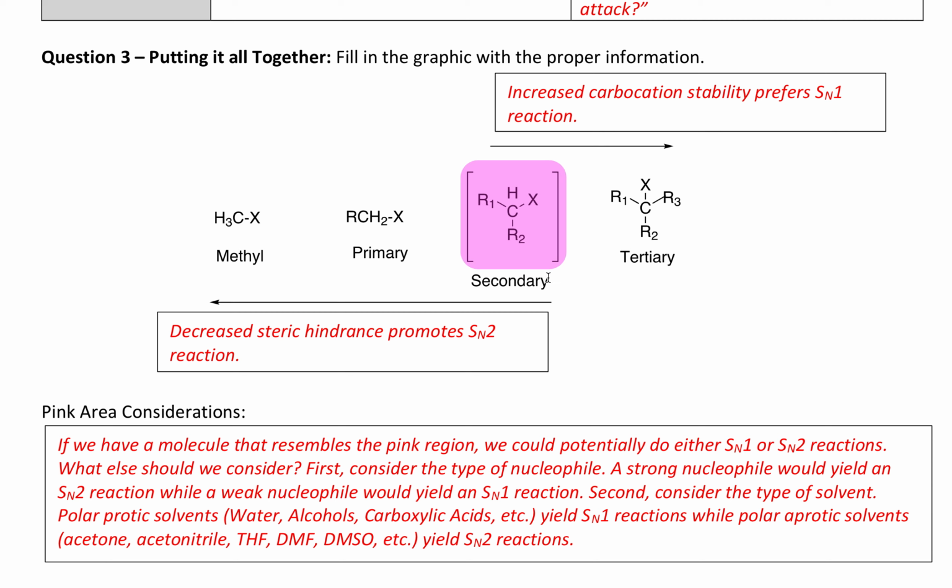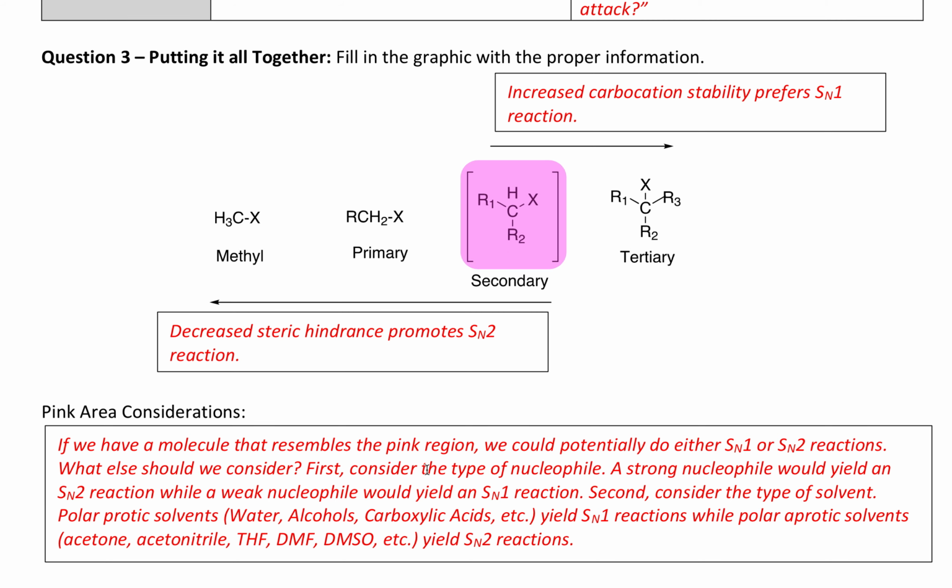All right, so why do I have this secondary structure in pink? Well, you can see that these 2 arrows overlap with one another. So we have to kind of consider some other things because we have this overlap here of an SN1 and SN2. A secondary molecule like this can actually promote either or. So what should we do?